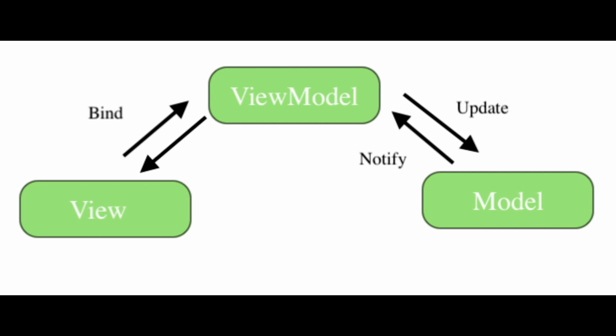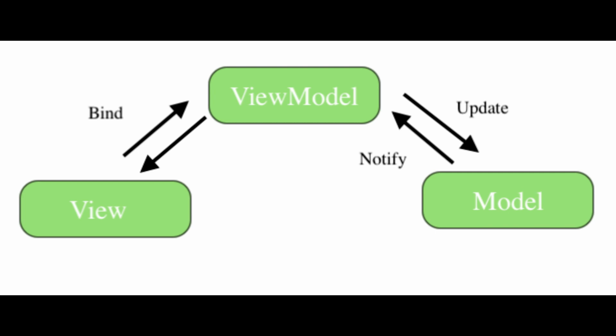MVVM stands for Model-View-ViewModel, and it is a software design pattern that is commonly used in the development of applications, particularly those built using the WPF framework. The MVVM pattern helps to separate the application into three distinct components: the model, the view, and the view model.